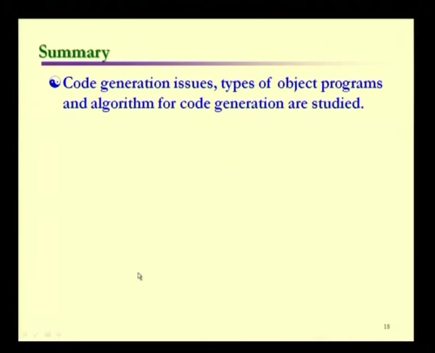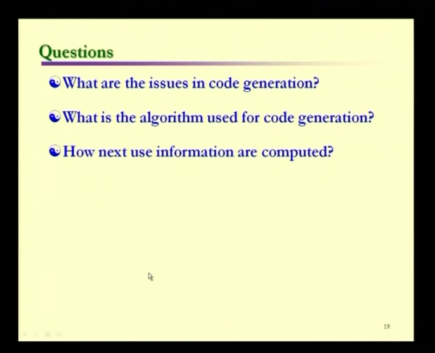To summarize, first we should find out what algorithm is to be used, and we need to know what information is to be collected from the machine, and after collecting the information we can address all these issues and generate code which is specific for the machine. The questions here may be: what are the issues in code generation, especially with the machine, and what is going to be the algorithm used for code generation.